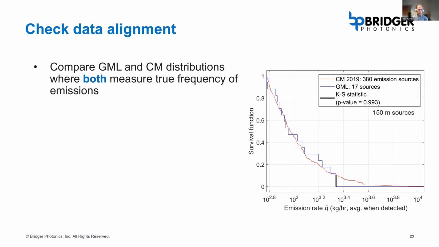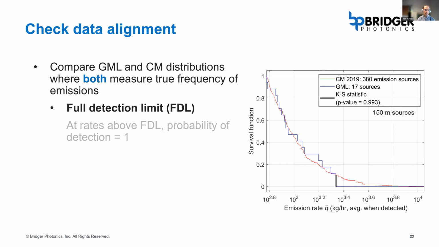Okay, so we've gone through all of this effort to think about how to align these two data sets. And we think we've done a good job of it, but what we'd really like to do is do some sort of statistical test to make sure that we're not making any mistakes. So the way we'll go about this is to compare the GML and Carbon Mapper distributions where both of them measure the true frequency of emissions. Now we need to make sure that we choose an emission rate that's large enough that the probability of detection was not degraded in either study.